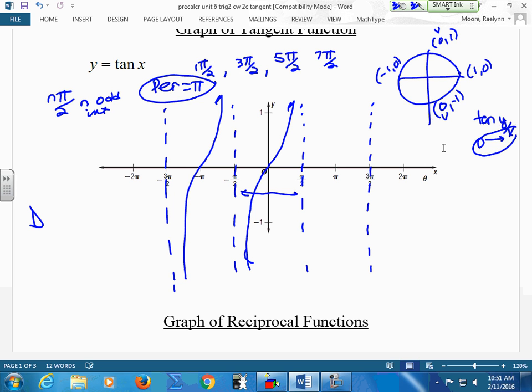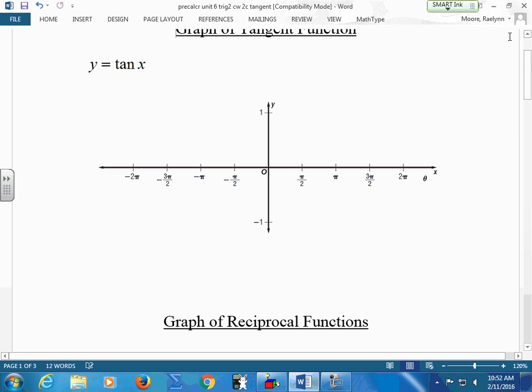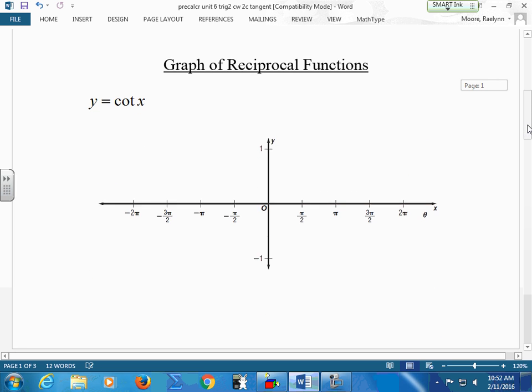So we write our domain as real except when x is equal to n pi over 2, where n is any odd integer. This is how we have to define our domain. And if you forget, you just look for the pattern. Our range, we said, was all real numbers. Agree? We did the range yesterday too, all real numbers. Now, we then took a look at cotangent. I'm just redoing what we did yesterday.